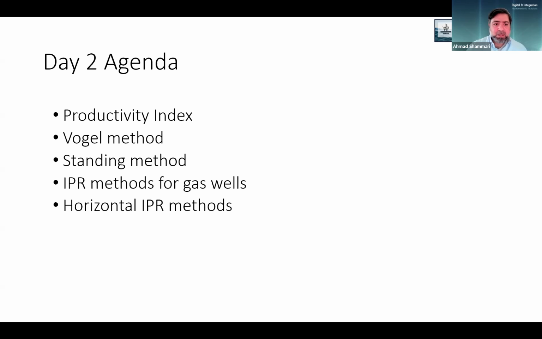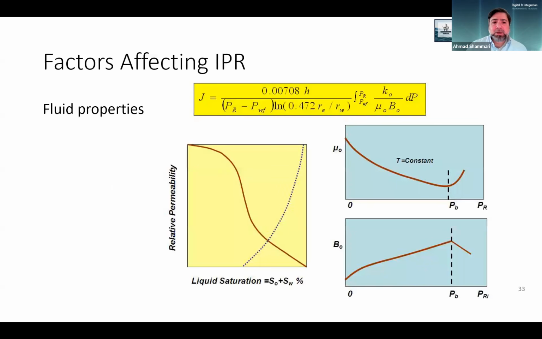Okay, so let's talk about the IPR methods. But before that, we need to keep in mind that the IPR curve can change due to several parameters. Meaning, when you generate the IPR curve, these parameters will affect how the flow and bottom hole pressure will be calculated. Or if you specify the flow and bottom hole pressure, calculate the rate, then the rate will be affected, okay?